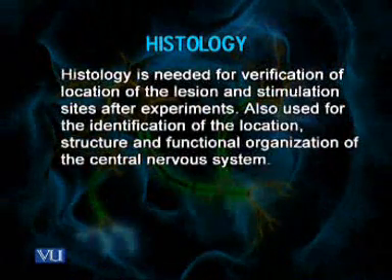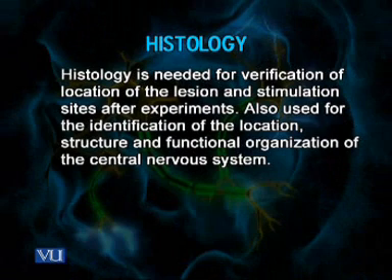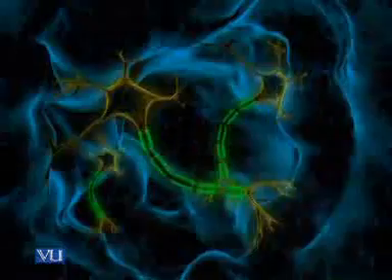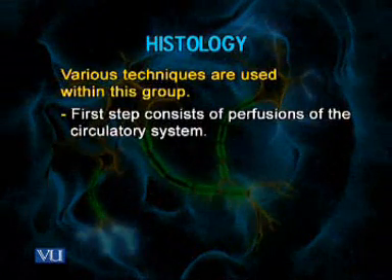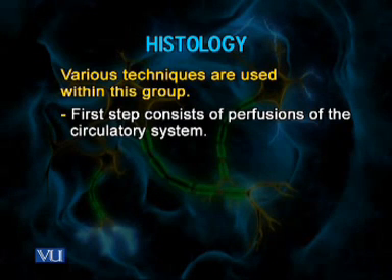They are also used for identifying locations, structures, and the functional organization of the central nervous system. There are various techniques within this group, and I'll give you some of them. But the procedure is, the first step in this, after the experiment is over and the rat is ready for decapitation, before we do that, we call it perfusion. Perfusion is carried out.